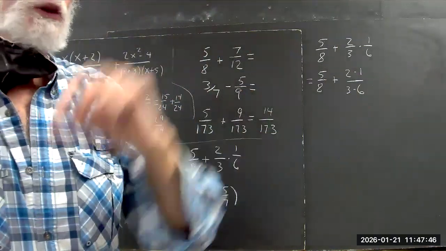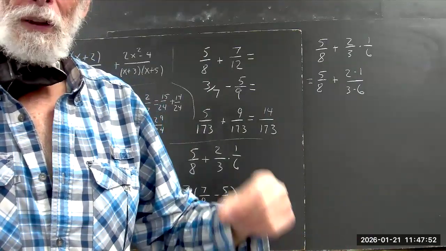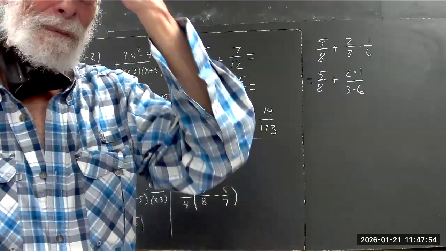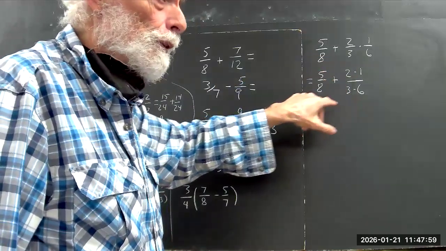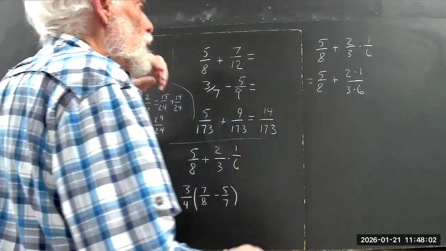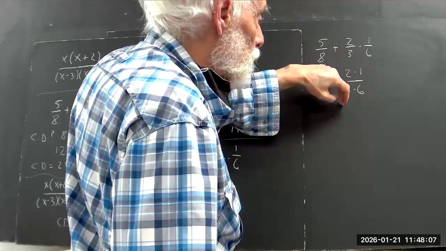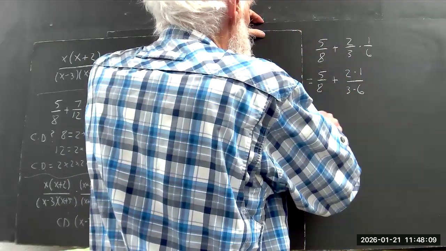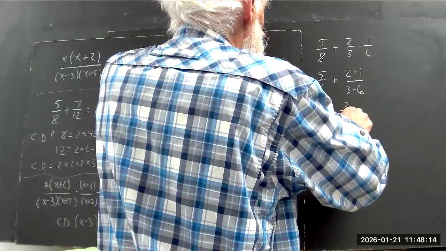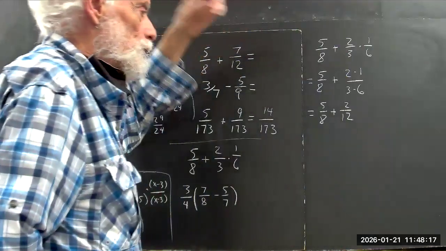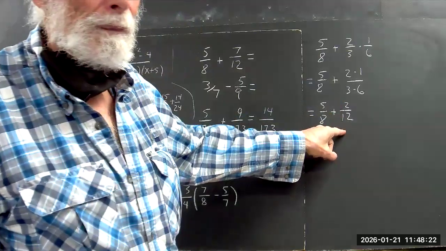If you're adding things, you can't add the denominators. You don't add denominators on an addition or subtraction. Okay. When you multiply, you multiply the numerators and you multiply the denominators. So we have 5/8 plus 2 times 1 slash 3 times 6, which is 5/8 plus 2/12. Now at this stage, you do want to reduce this fraction.